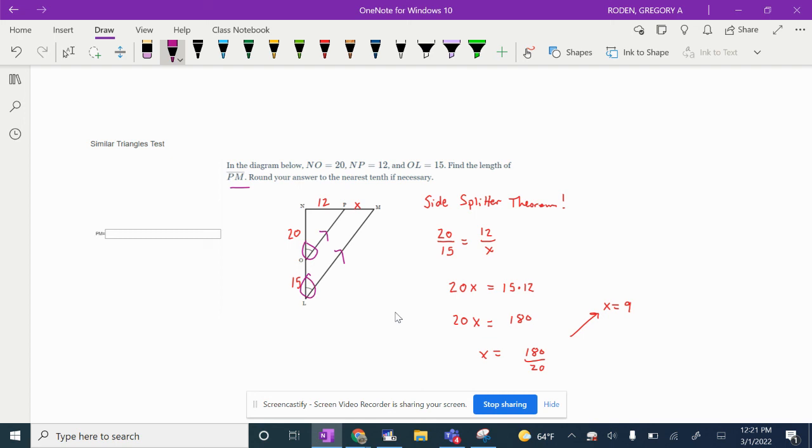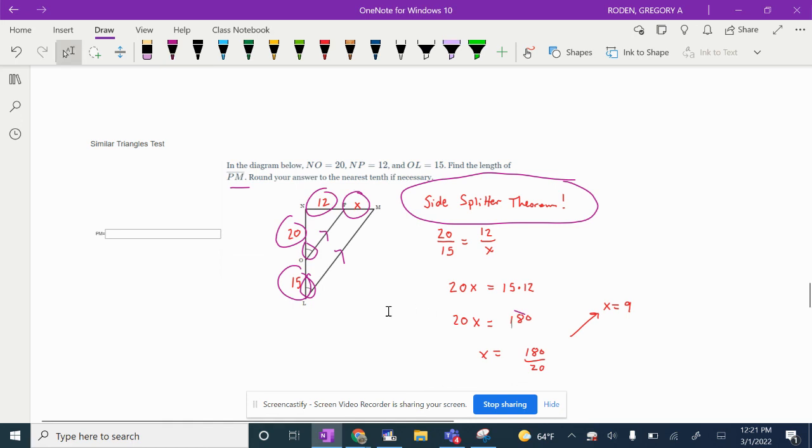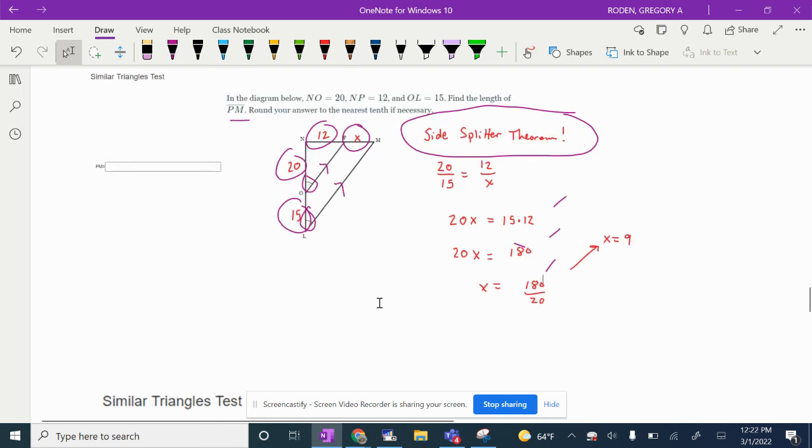So you can only use the side splitter theorem if you know those two sides are parallel, which they are. Therefore, the side splitter theorem says this part over this part equals this part over this part. And so I just write the proportion, do the math, and I get x equals 9. It's just some algebra solving, and I get x equals 9 on that.